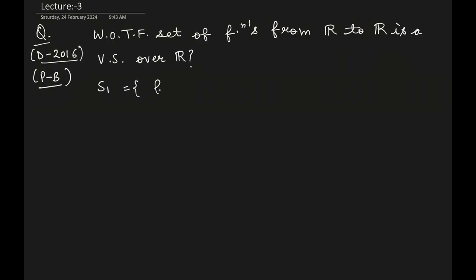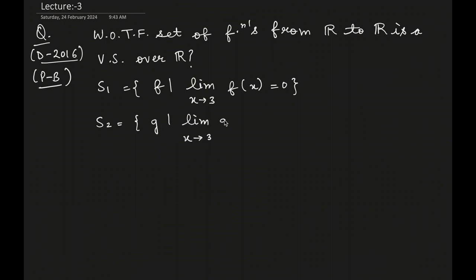S1 equal to f such that limit x tends to 3, f(x) equal to 0. S2 equal to f such that limit x tends to 3, g(x) equal to 1. S3 equal to h such that limit x tends to 3, h(x) exists.